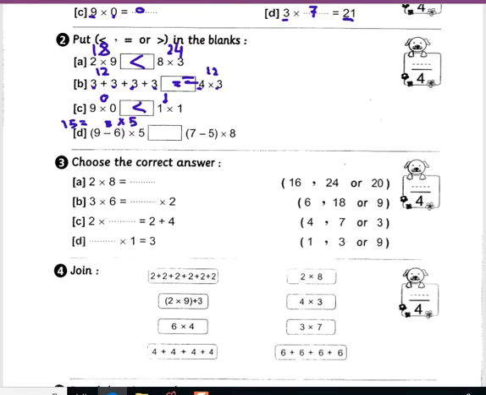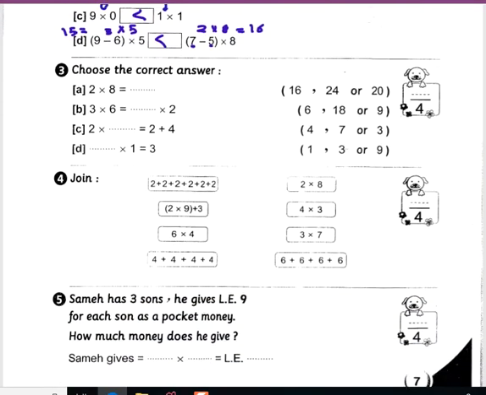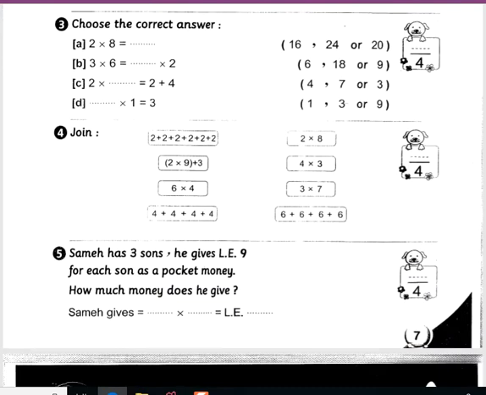And here we have 7 minus 5. 7 minus 5 equals 2. 2 times 8. 2 times 8 equals 16. Which is greater here? 15 or 16? 16 it will be greater. Choose the correct answer. He said 2 times 8. 2 times 8 it will be 16 or 24 or 20. 2 times 8 equals 16.